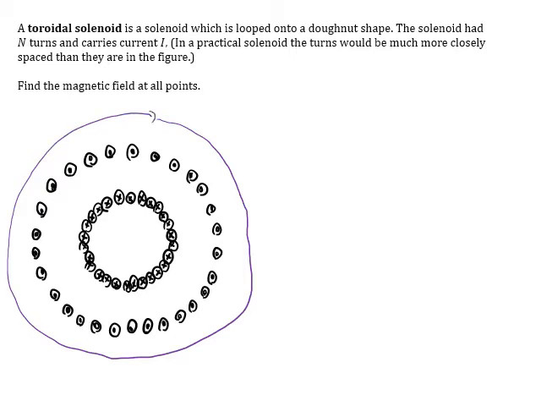So there's path 3. I'll come around this way on path 3. We'll write Ampere's law again. The integral of B dot ds equals mu naught times the amount of current inside. Now this time we do have wires inside of our path.